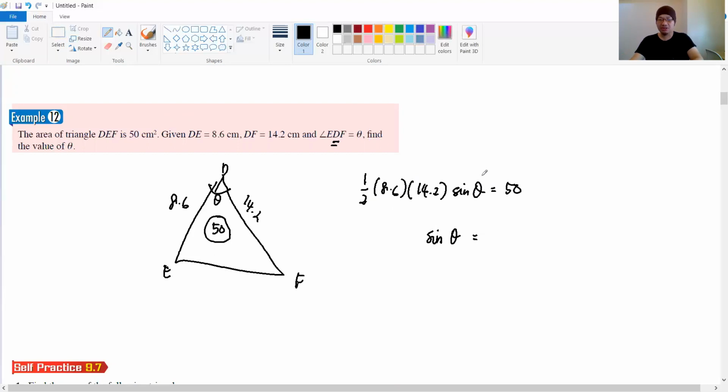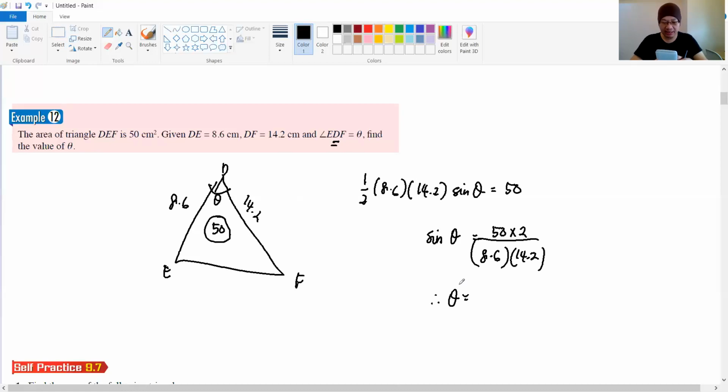I told you, the 1/2, the 2 here, you bring up here, it becomes times. If you move 8.6 and 14.2 to the right side, it becomes divide. So it becomes 8.6 times 14.2, the top divided by the bottom here. Therefore, straight away find your theta. Make sure you press shift sine inverse. So guys, calculate. 50 times 2 divided by 8.6 times 14.2.